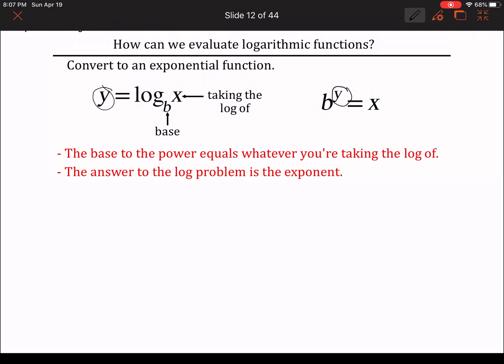So you would hear me say the base to the power equals whatever you're taking the log of. And then I would say the answer to the log problem is the exponent. The answer to the log problem, see how it says equals y, is in our exponent. Now, today we're really going to be focusing on going from a log to an exponential. But in the future, we're going to also go backwards the other way too.